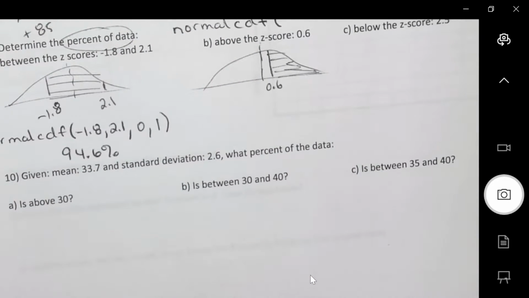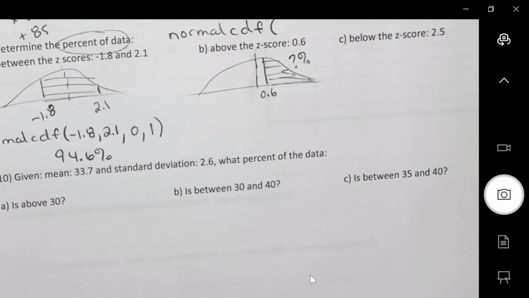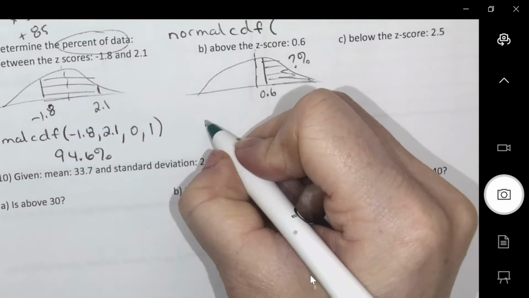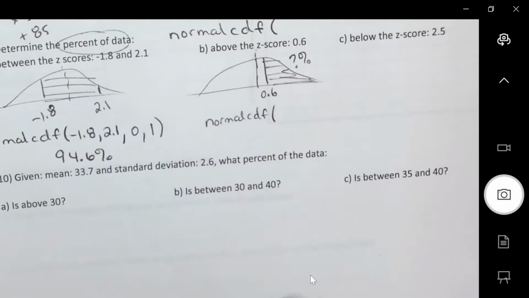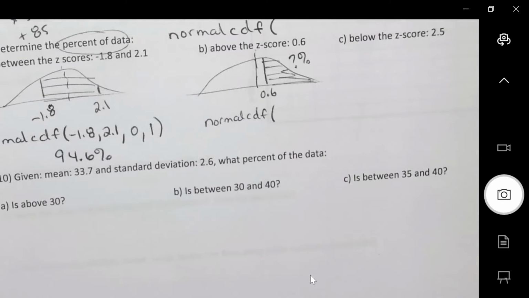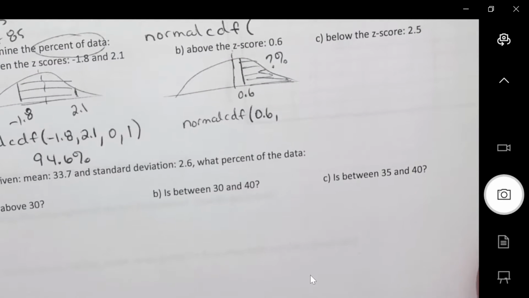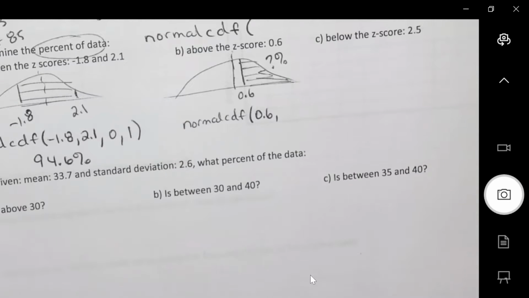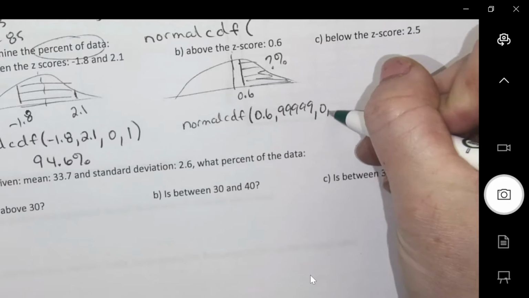So the next one is trying to do the percent of the data. What percent of the data is above a 0.6? Okay, so what are the 4 things I'm going to type? The most left is 0.6. To the most right is 99999, comma 0, comma 1.